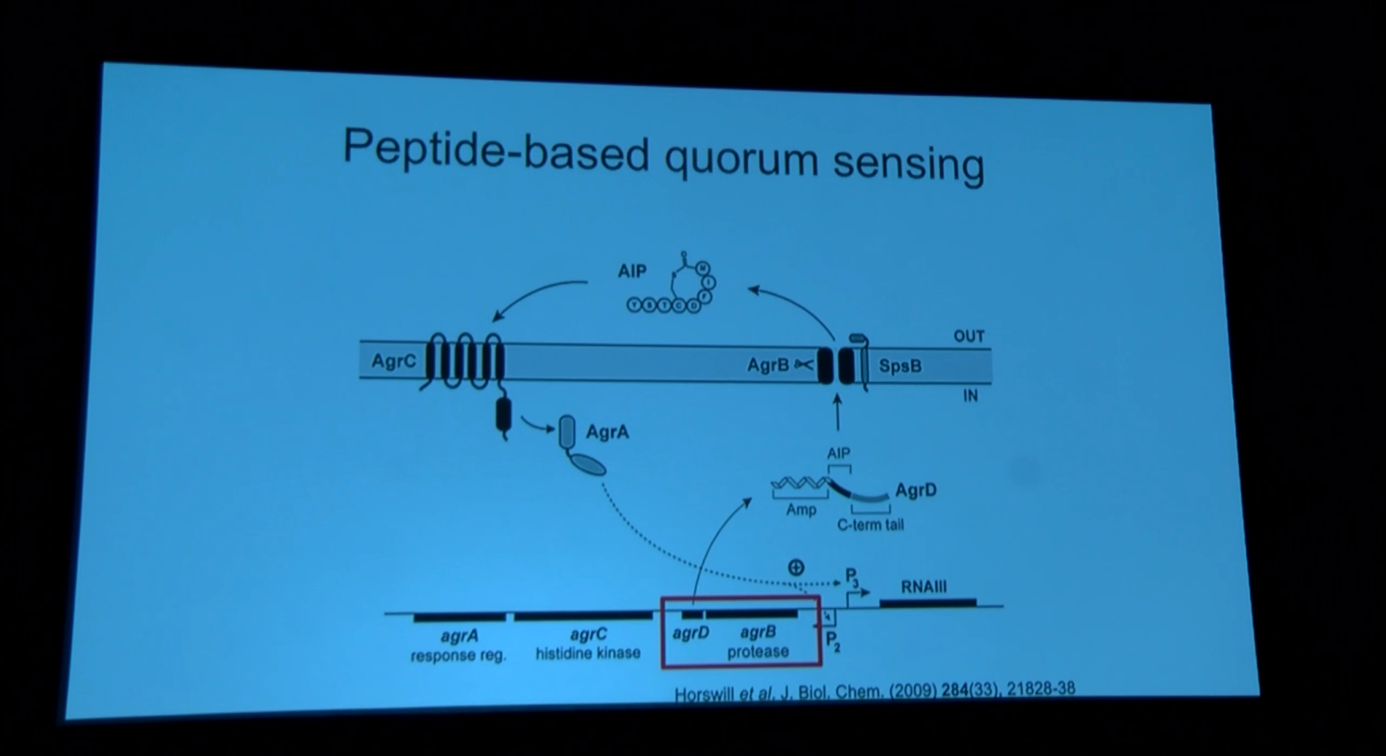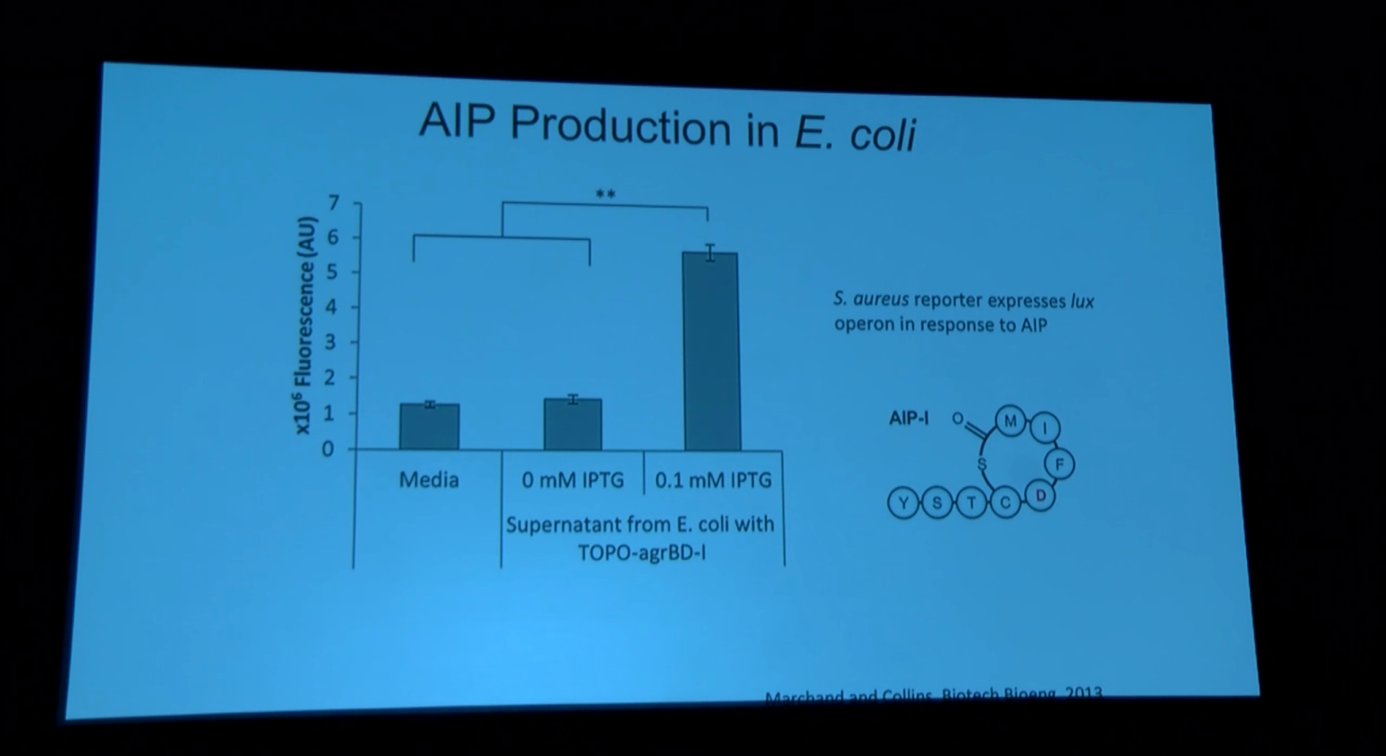And so the first thing that was of interest was proving that E. coli could make this AIP peptide. Luckily, Alexander Horswell and his group had actually shown some evidence that this was possible, and we were able to verify it. So essentially, we expressed AGR B and D in a vector from E. coli, induced at very low levels.